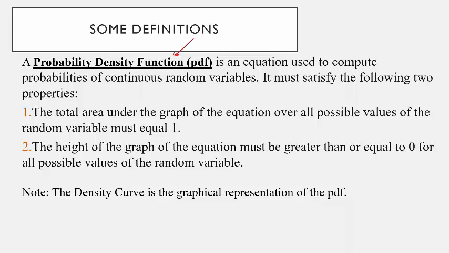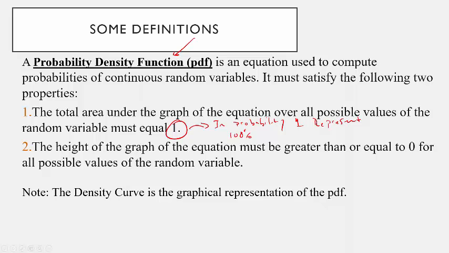The total area under the graph of the equation over all possible values of the random variable must equal 1. If you think about it in probability, 1 represents 100% of possible outcomes. So in this case, the area is going to cover 100% of the possible values. And the height of the graph of the equation must be greater than or equal to 0 for all possible values of the random variable. What that means is when we sketch these graphs in a little bit, it's never going to go negative. It's never going to go below the horizontal axis.